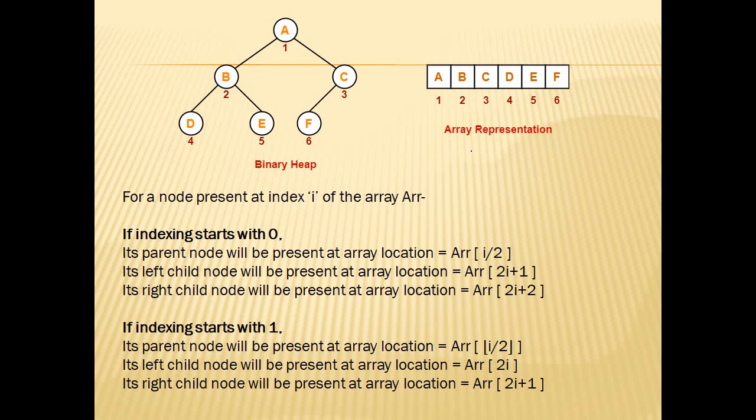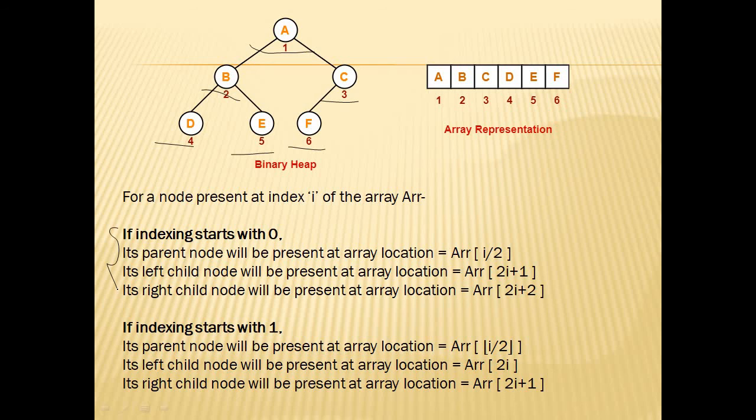Here we have one example. We have one tree, a binary heap tree. The elements will be placed like this: the first element in the first cell, this in the second cell, this in the third, this in the fourth, this in the fifth, and this in the sixth. How are we going to place them like this? We have some properties.